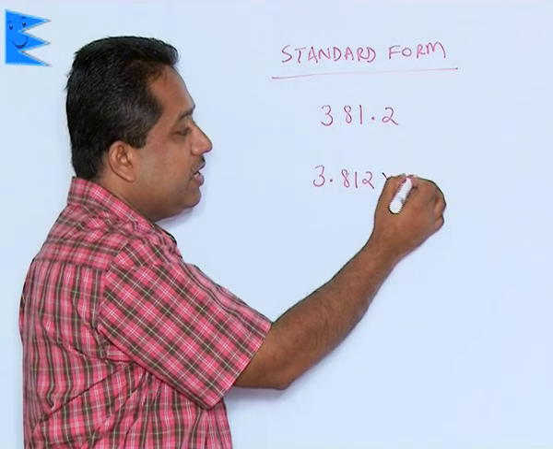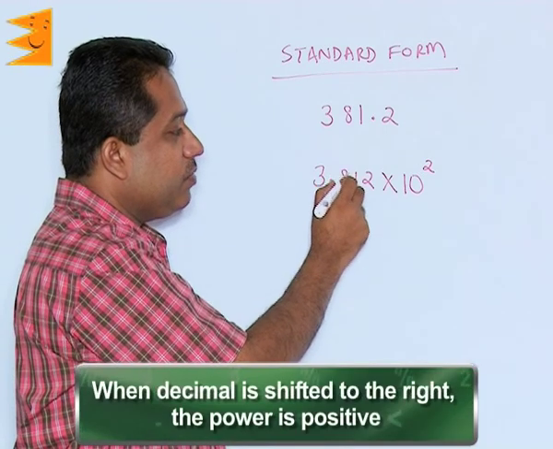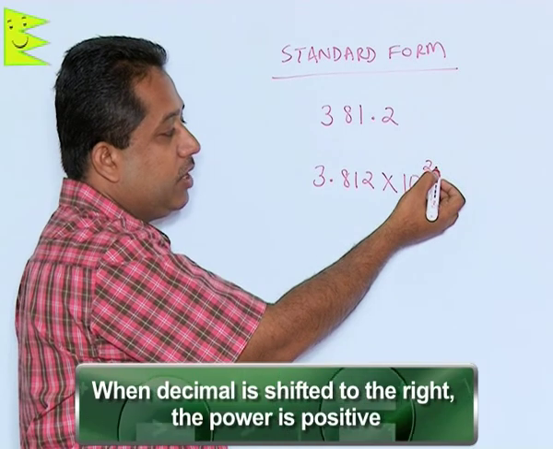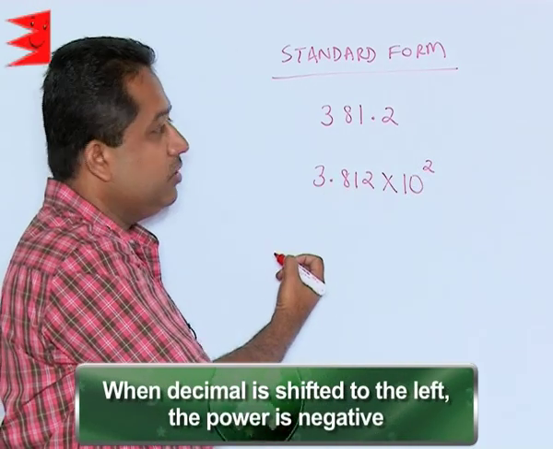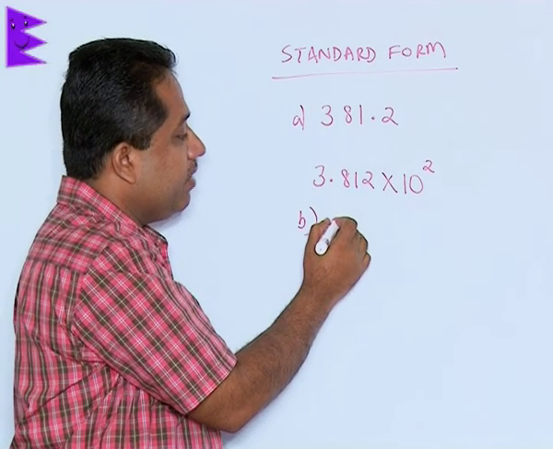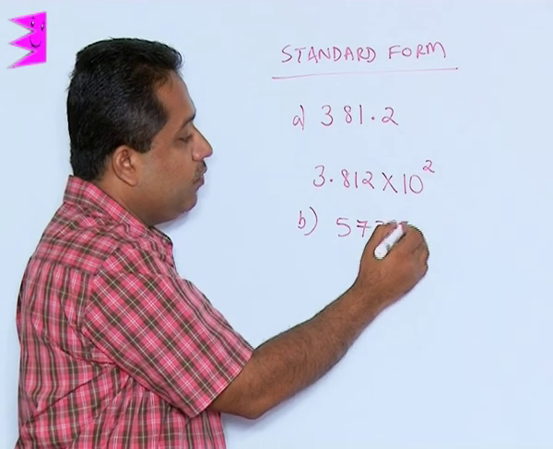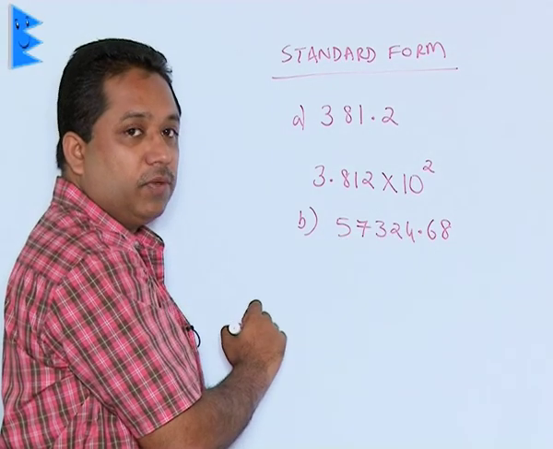So, I am going to write it as 10 to the power 2. Always remember, when the decimal has to be shifted to the right, the power is positive, that is 10 to the power 2. And if I have to shift it to the left, the power is going to be negative. So, I can consider many such examples. Let's say we have a number 57324.68 and I have to convert this into standard form.